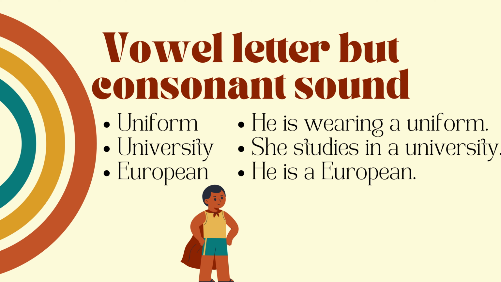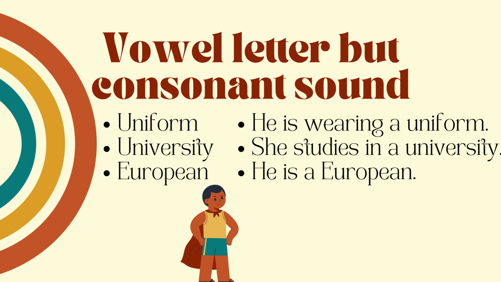Here we will talk about vowel letters but consonant sounds. For example, we know vowel letters are A, E, I, O, U. Now, U is a vowel letter. But when you write uniform in your mother tongue, the first sound will be Y. Correct? That is Y. Y is a consonant, a vyanjan varna in Assamese or Hindi. That's the reason we will use a before it.